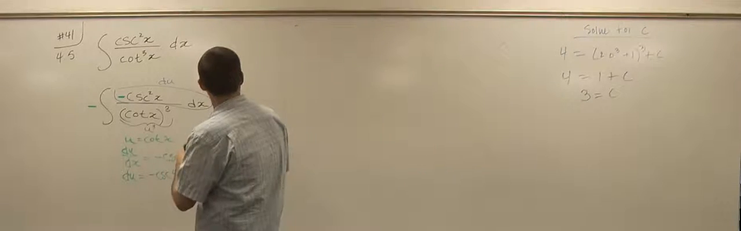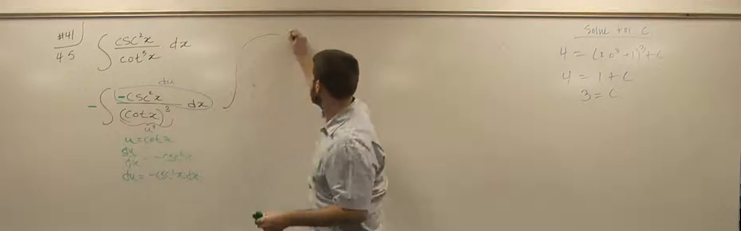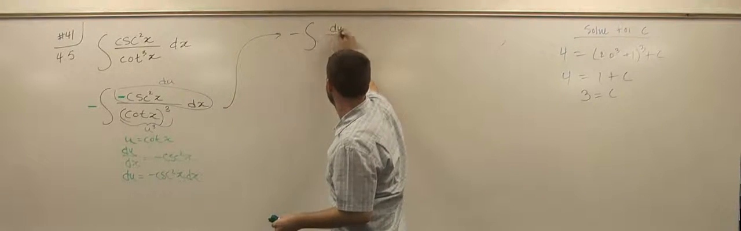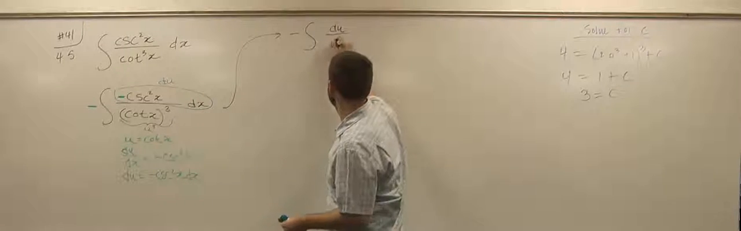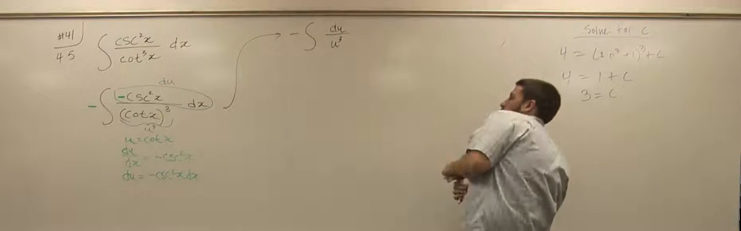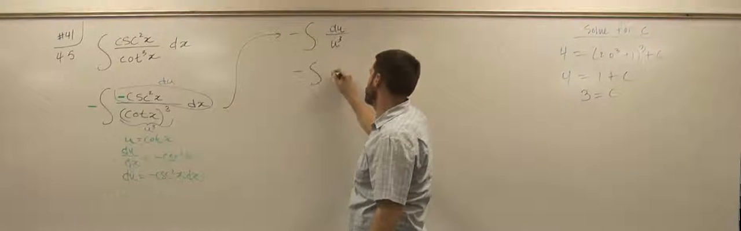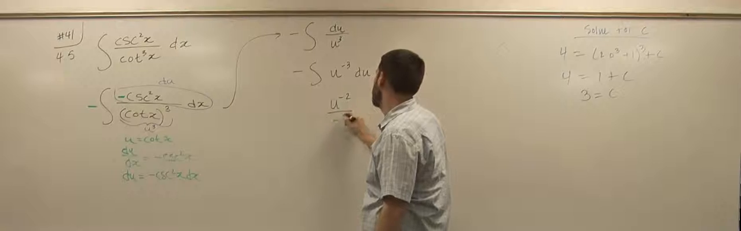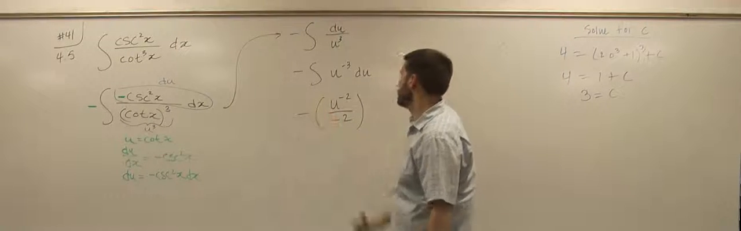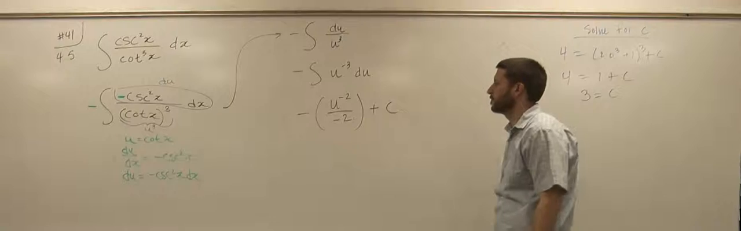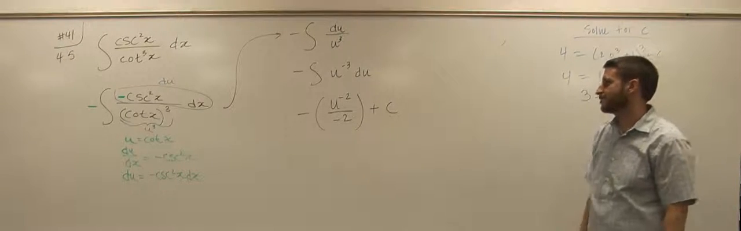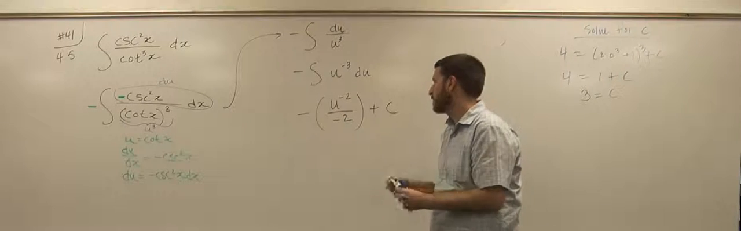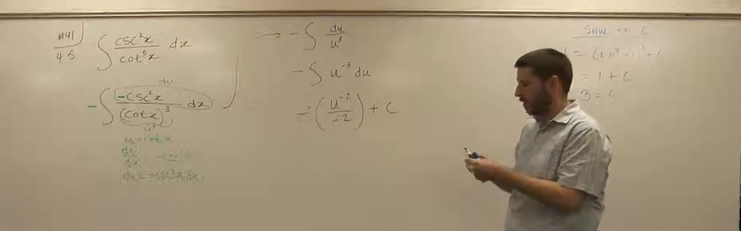So this will become negative on the outside, integral of du over u cubed. So to integrate that, we bring the u up. We add 1 to the power and divide. Negative out front still, plus a constant. Clean it up a little bit. This negative and this negative will become a positive. U can go back on the bottom.